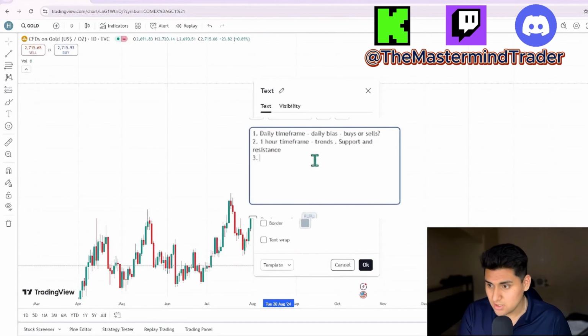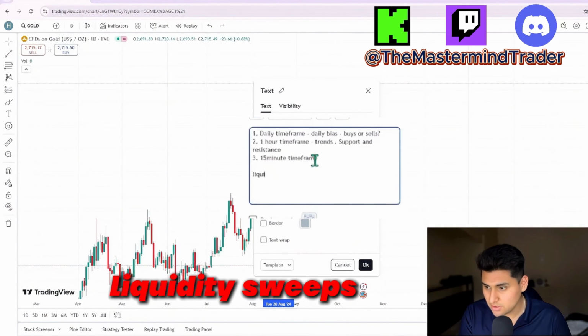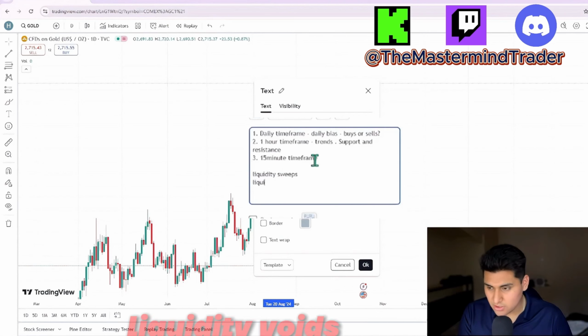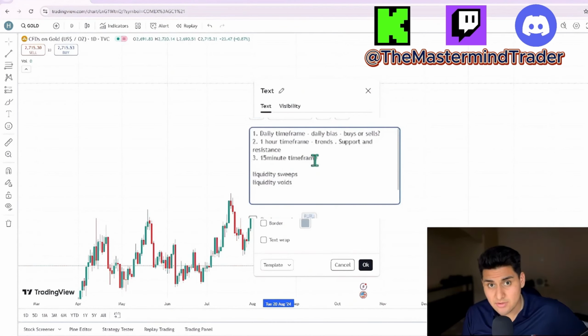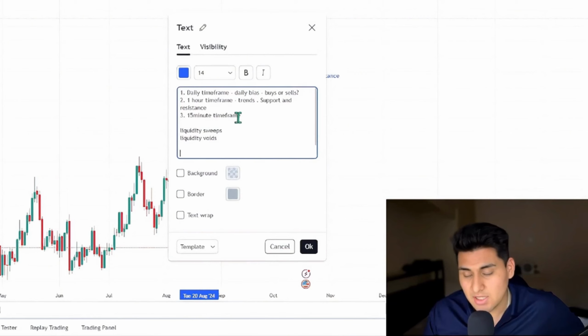Next thing I do is go down onto the 15-minute time frame, and there I am looking for two things: liquidity sweeps and liquidity voids. Essentially, I want to know if the trend is approaching a liquidity sweep and if the trend has made a liquidity void. And that's all I do. I just mark out the liquidity sweeps and the liquidity voids, and nothing else on the 15-minute time frame.